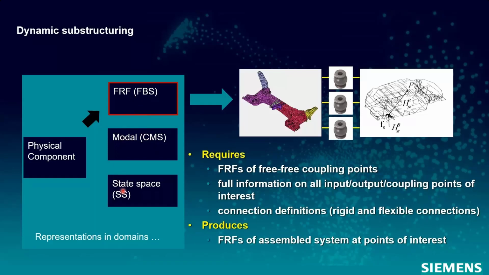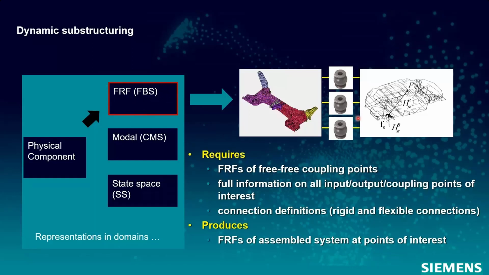If you have good models, the results will be very similar for all three. But we have a preference, if partially the data is coming from test, towards FBS, because then we can use directly measured FRFs. So that's why we typically use this method. What does it require?